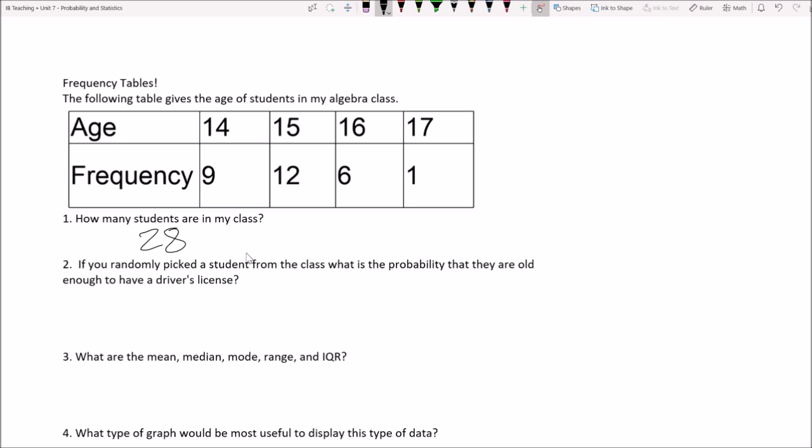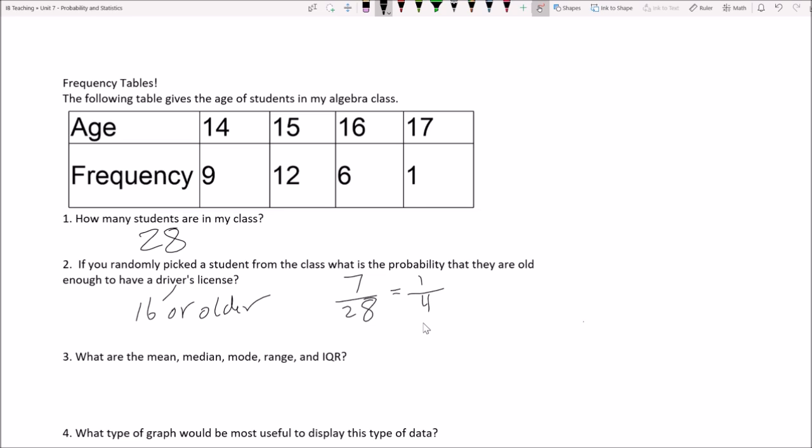If you randomly picked a student from the class, what's the probability that they are old enough to have a driver's license? Well, the year is 2019. I guess I just dated the video. But in 2019, you have to be 16 or older to get a driver's license. How many students could do that? There's 6 plus 1, that's 7 out of the 28 students. We can simplify that down. That probability is 1/4.